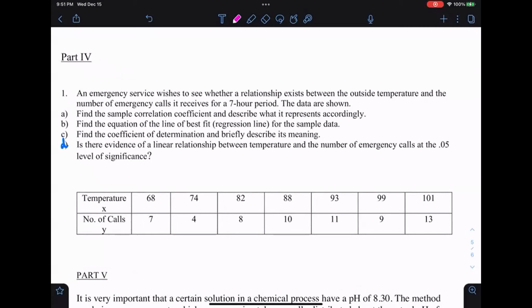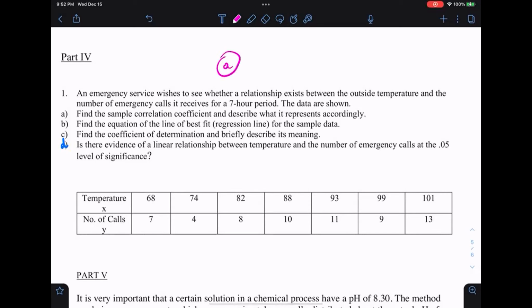Find the equation of the best line or the regression line for the sample data. Find the coefficient of determination and briefly describe its meaning. Is there enough evidence of a linear relationship between the temperature and the number of emergency calls at 0.05 level of significance? Before, we had to do this by the formulas, R equals SXY divided by square root of SXX, SXY. You don't need to do that this time. You're going to use technology and we're going to do this faster.